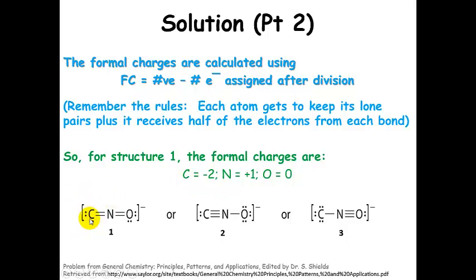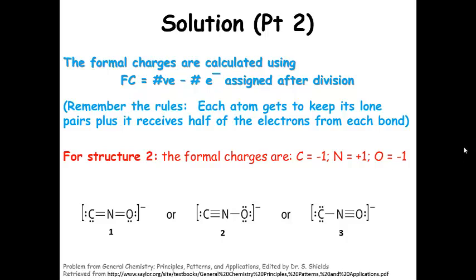It turns out that on structure 1, carbon is -2, so 4 valence electrons minus 6 in the division gives -2. Nitrogen has 5 valence electrons. We've given it 4 in the division, so it comes out as +1. And oxygen has 2 lone pairs, 4 electrons, plus 2 from here, so 6 valence electrons minus 6 electrons after division. Those are the formal charges for structure 1. Go ahead and calculate the formal charges for structures 2 and 3, and then we'll go through those answers.